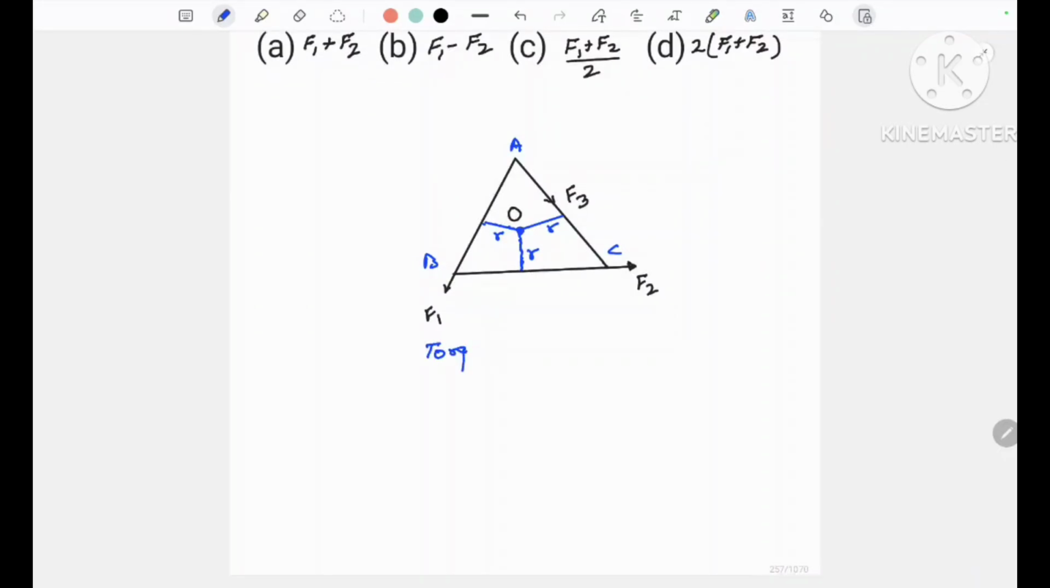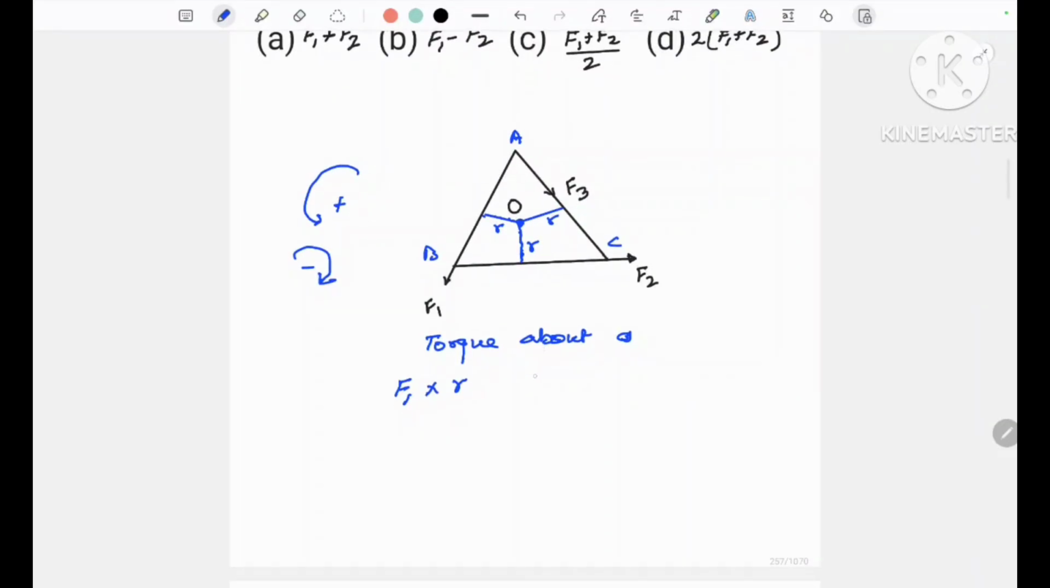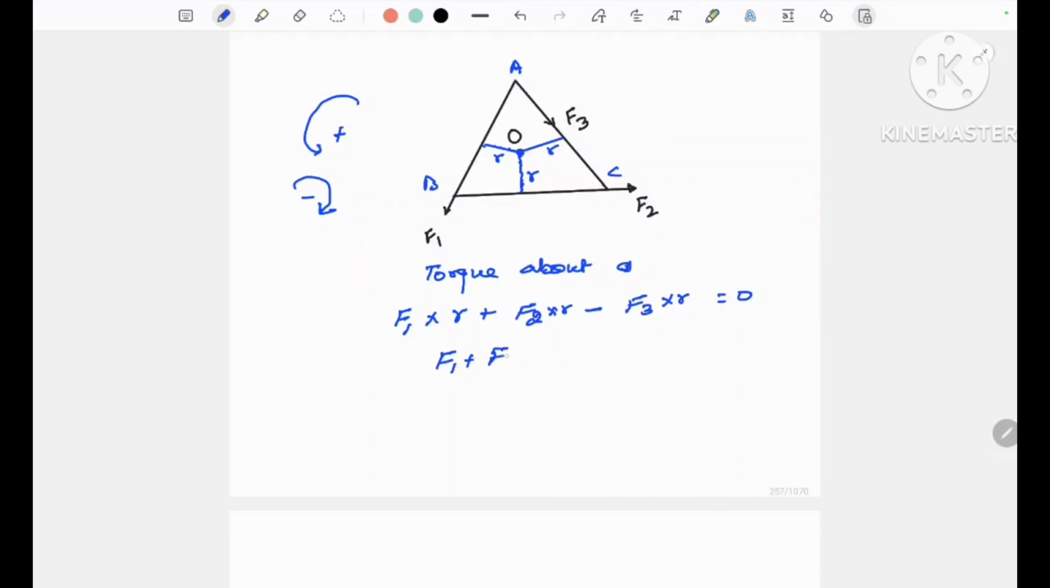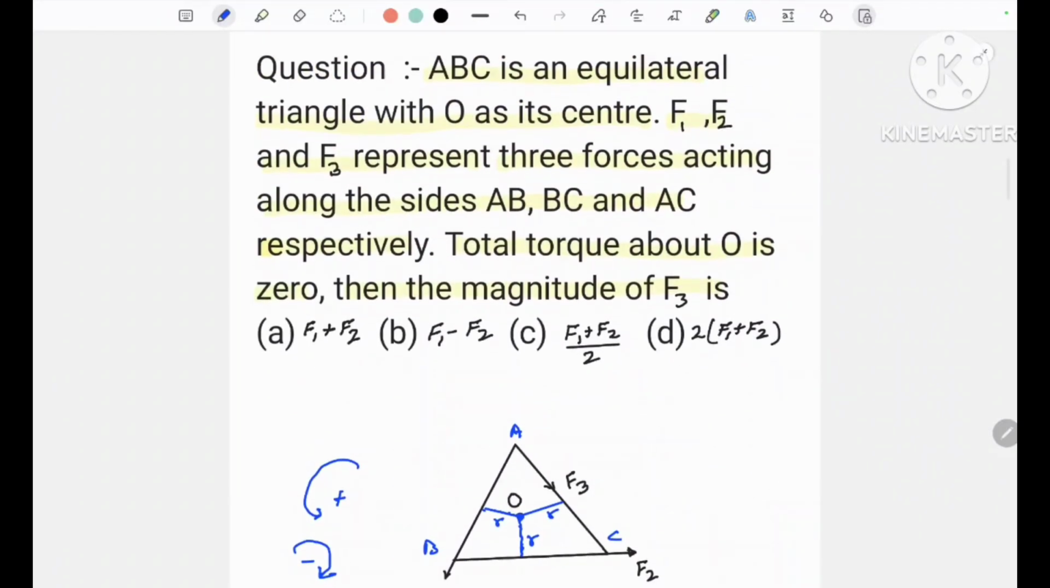Torque about O. The torque of F1 will be F1 into R. If we take anticlockwise as positive and clockwise as negative, then F1 into R plus F2 into R minus F3 into R, and this is given as 0. F1 plus F2 minus F3 is 0, hence F3 will be equal to F1 plus F2. A is the correct option.